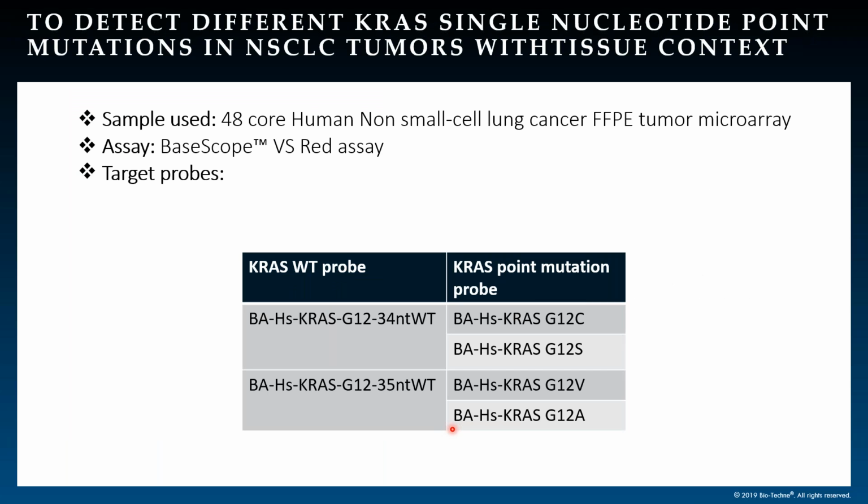So I'm going to go over a study that we did recently for the AACR 2020 meeting. And here what we did was we wanted to identify different KRAS point mutations in a 48-core lung cancer tumor TMA. And we did this by using the BaseScope Ventana automated assay. For this, we used 4 different KRAS point mutation probes, detecting specifically the G12C mutation, G12S mutation, G12V mutation, or G12A mutation. And we also had 2 different control probes that detected the control or wild type KRAS transcript. And we visualized the expression of these transcripts on 48 different lung cancer samples.